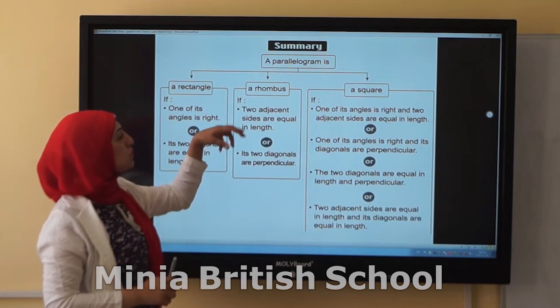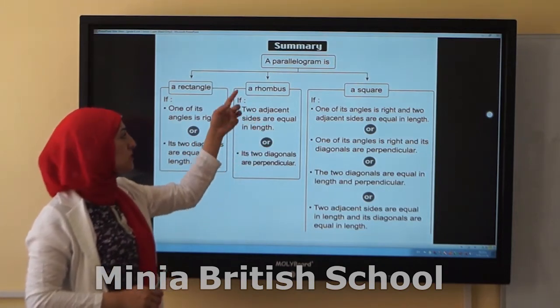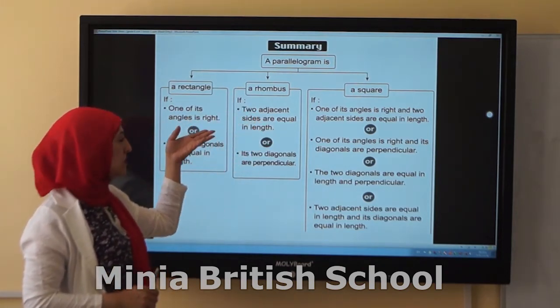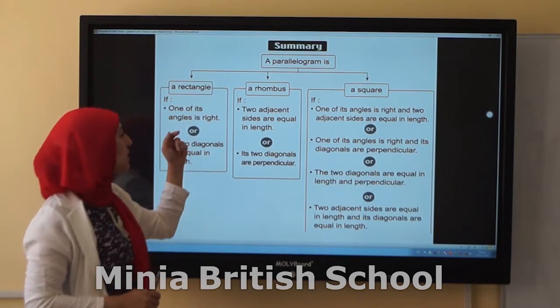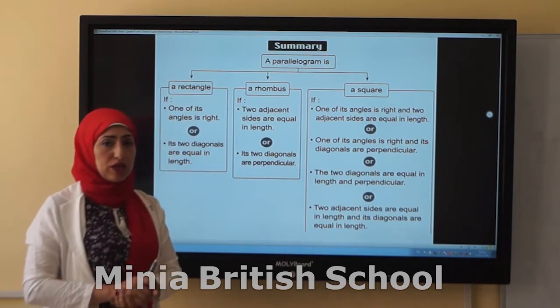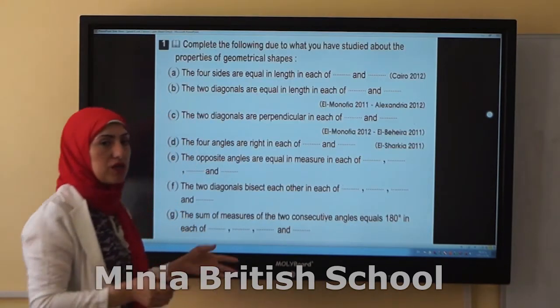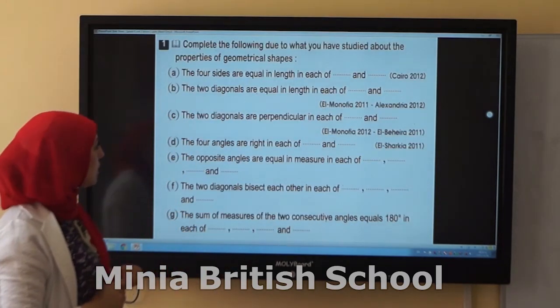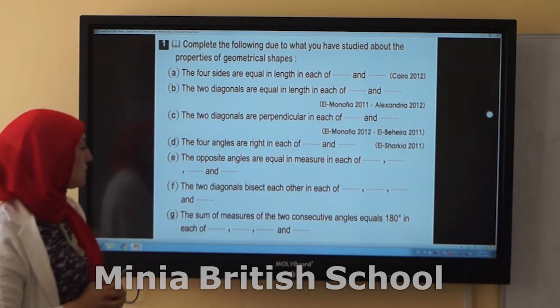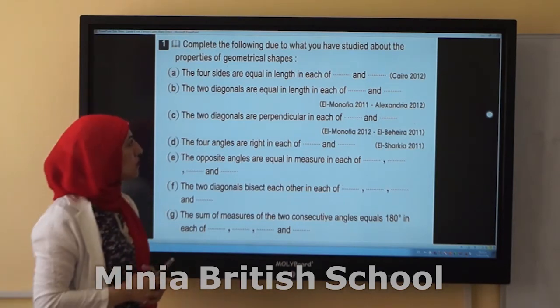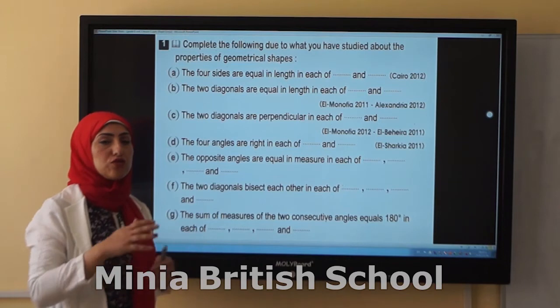If it achieves one of these properties, it will be a rhombus, and here if it achieves one of them, it will be a rectangle. Okay? Let's solve some exercises. Okay, here are the exercises on this lesson.